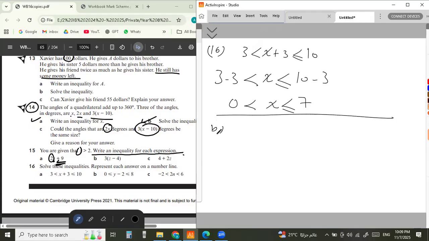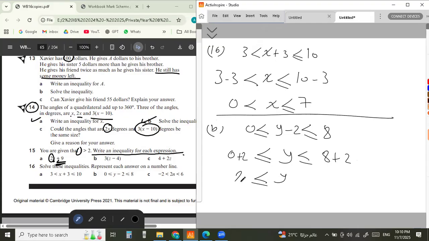Question B. y minus 2 is greater than or equal to 0, less than or equal to 8. So I'm going to send the negative 2 there, Mister, positive 2 to both sides. So y is going to be alone. It is greater than or equal to 0 plus 2, and less than or equal to 8 plus 2. So y is greater than or equal to 2, less than or equal to 10.